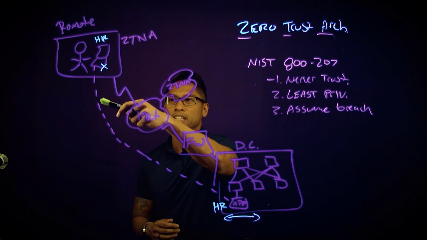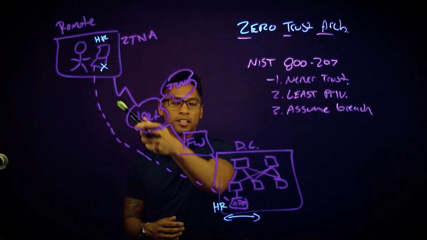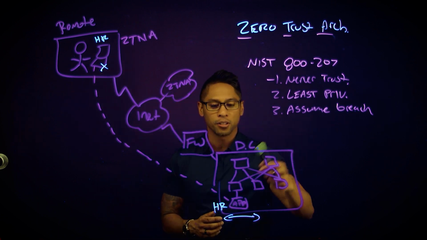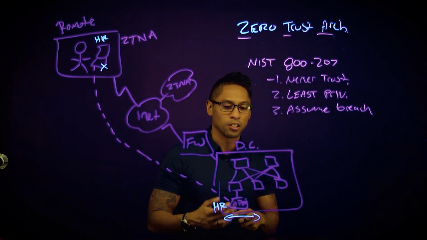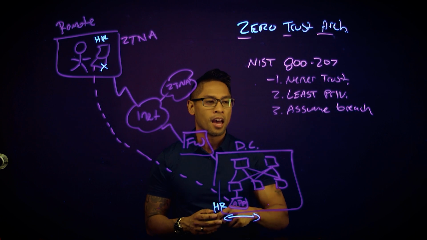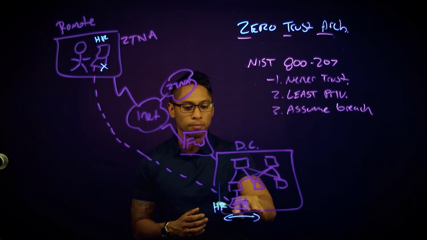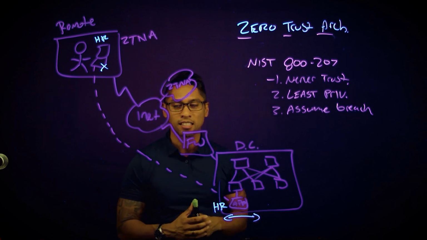And we can continuously challenge this user to make sure they are who they say they are. This device doesn't change, their identity doesn't change. From a privilege standpoint, they only have access to this one application to do their job. And then if something were to happen, if they were to be breached, there is no lateral movement between these different applications. They only have access to this one.